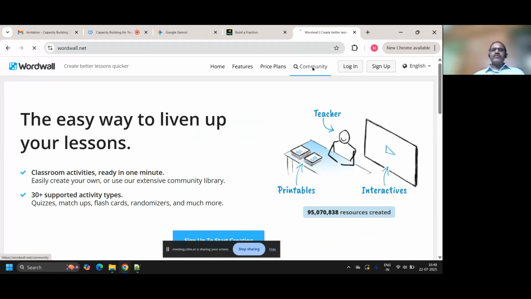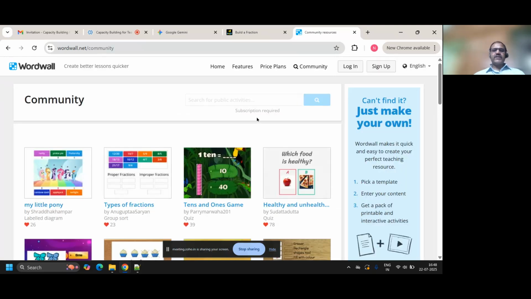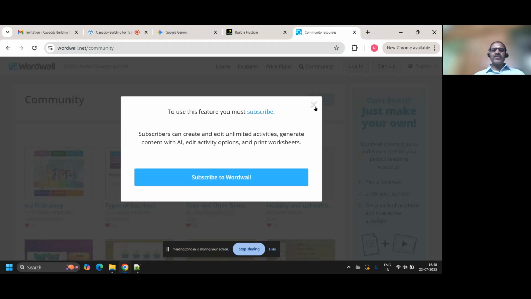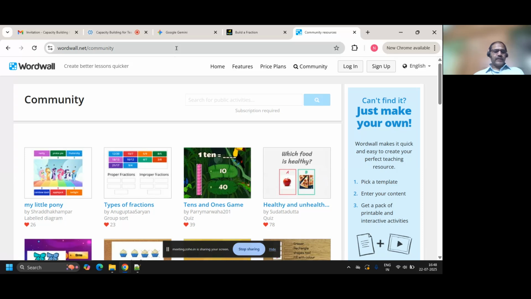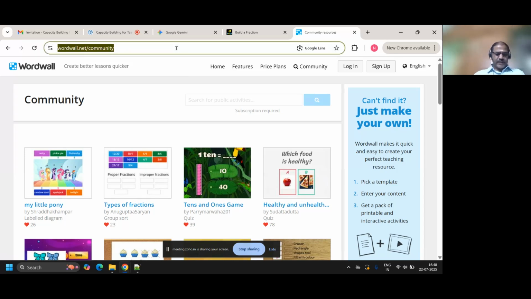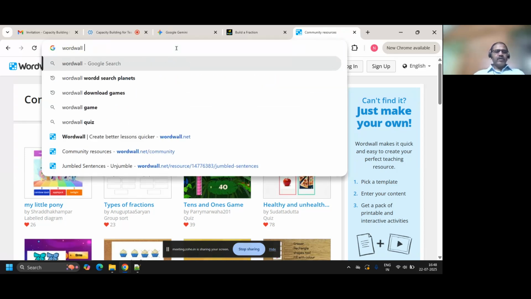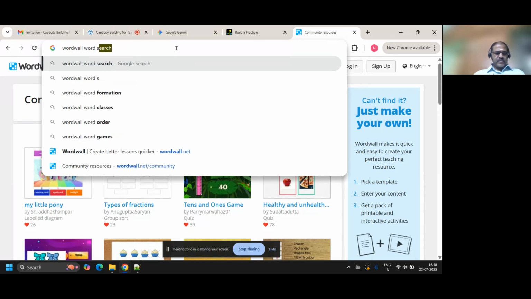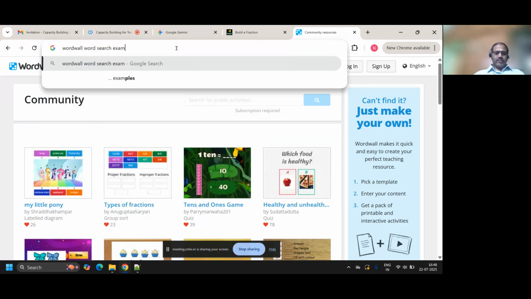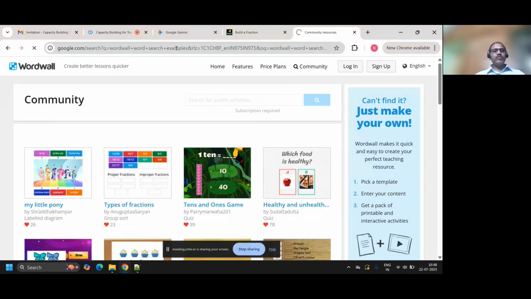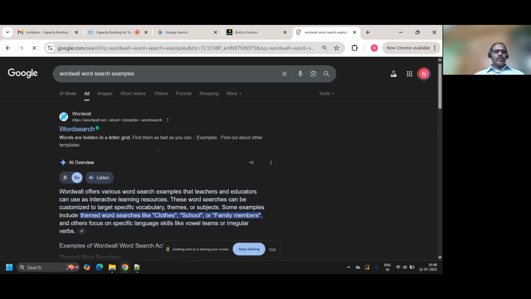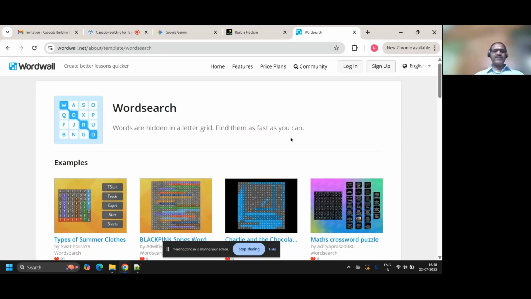What happens is, if you try to search from Wordwall, this is disabled because it will ask for a subscription. You don't have to do that. What you can do is, from Google itself, search Wordwall word search examples. Google will directly take you to that portion. It is a better search.